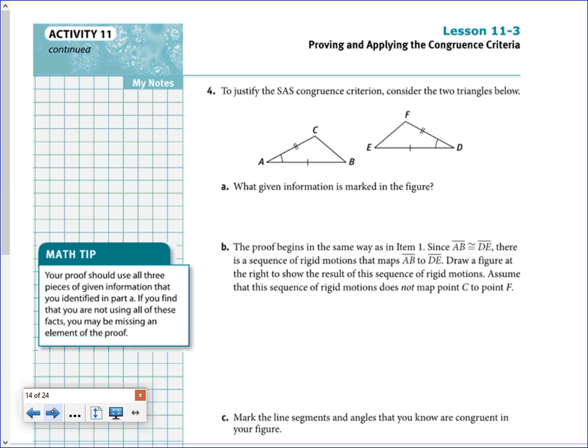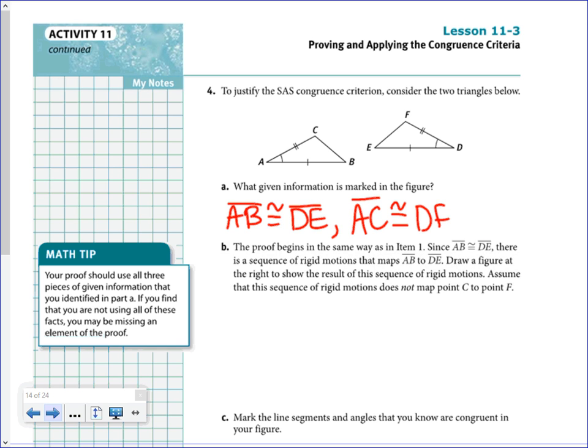So now we're going to look at the side angle side congruence criterion. So this time, what given information is marked in the figure? And yes, they are the same triangles. They kept them the same, but we're doing it in a different way this time because different information is marked. So this time they mark AB, and it is congruent to DE, and then AC is congruent to DF, and this time they mark angle A is congruent to angle D.